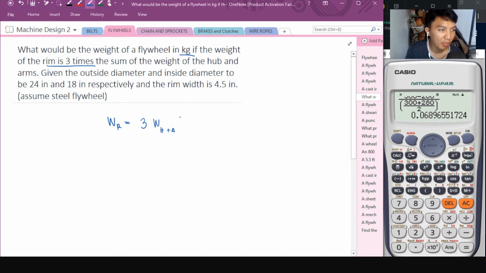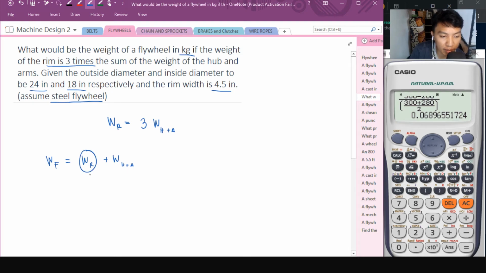Given the outside diameter and inside diameter of 24 inches and 18 inches respectively, we assume that the flywheel is made out of steel. The rim width is 4.5 inches. So, weight of the flywheel is equal to weight of the rim plus weight of hub and arms. How do we compute the weight of the rim?